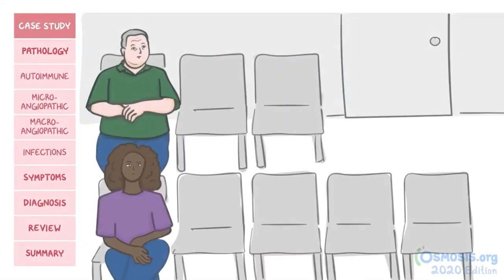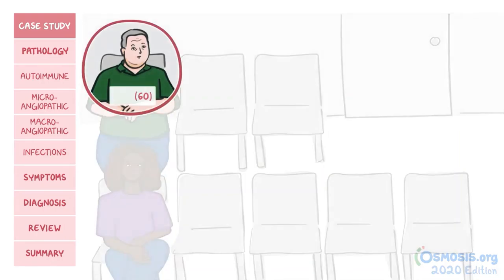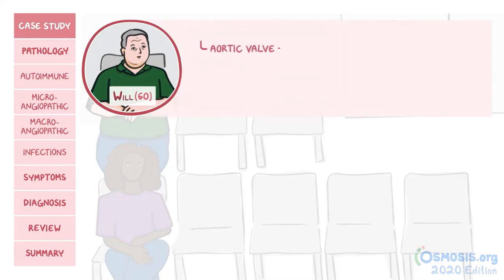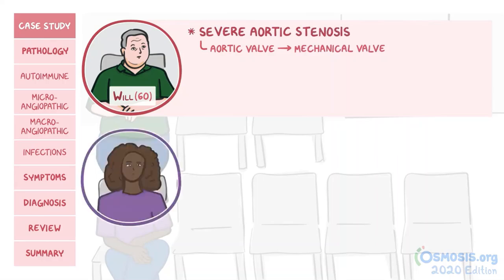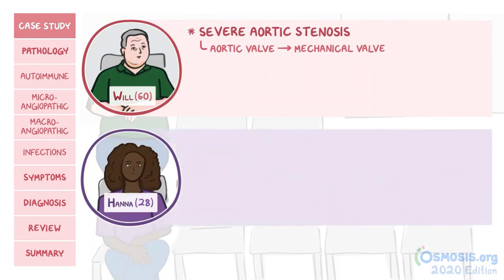At the Family Medical Center, two people came in with progressive fatigue. One of them is a 60-year-old named Will, whose past medical history included an aortic valve replacement with a mechanical valve due to severe aortic stenosis. And then there's Hannah, a 28-year-old female of African descent. She was diagnosed a year ago with systemic lupus erythematosus, or SLE.